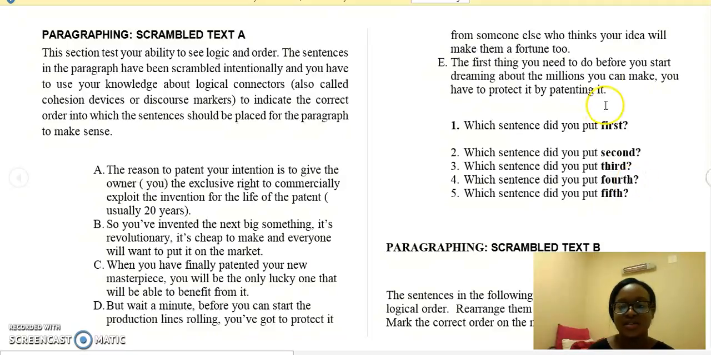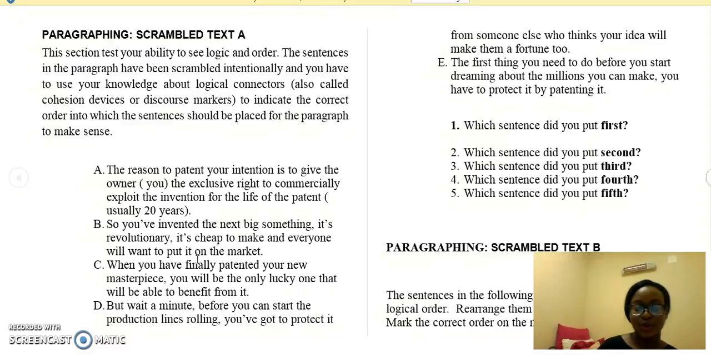Our fourth sentence builds on E. So it tells the reason why we have to patent, which is A. The reason to patent your information is to give the owner, which is you, the exclusive right to commercially exploit the invention for the life of the patent. And lastly, our concluding idea: when you have finally patented your new masterpiece, you will be the only lucky one that will be able to benefit from it.